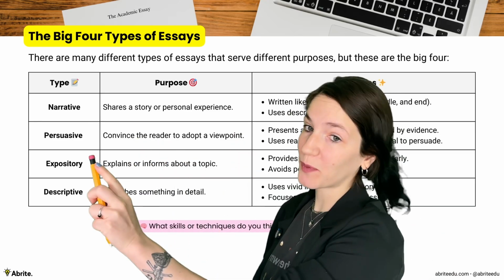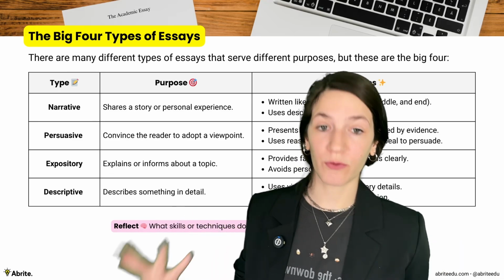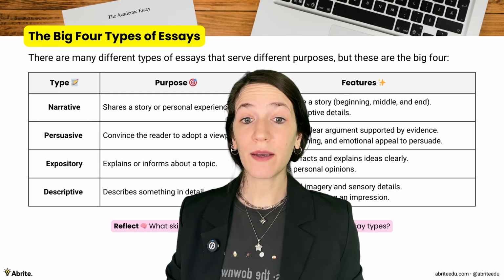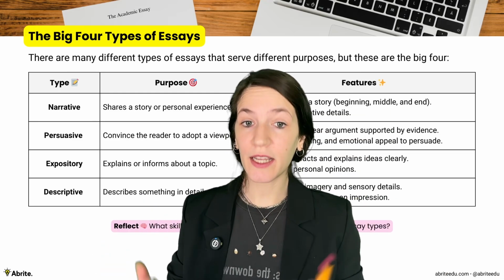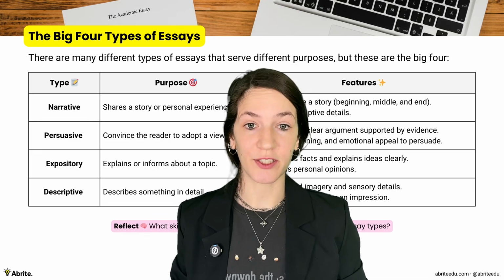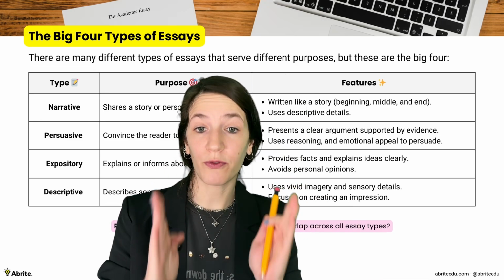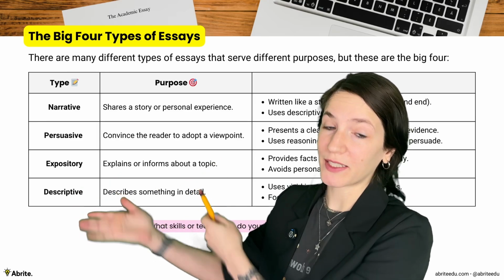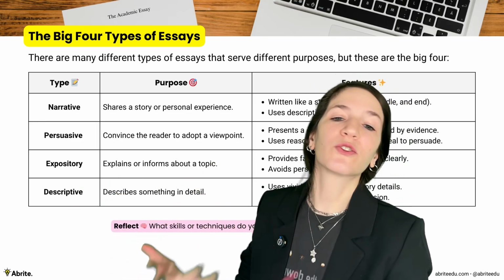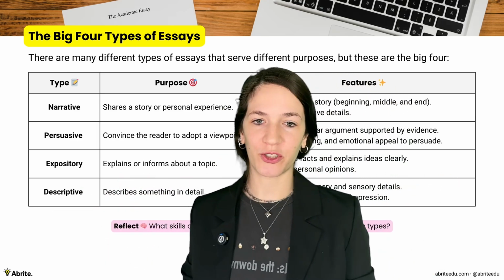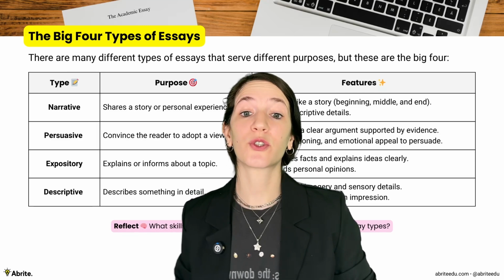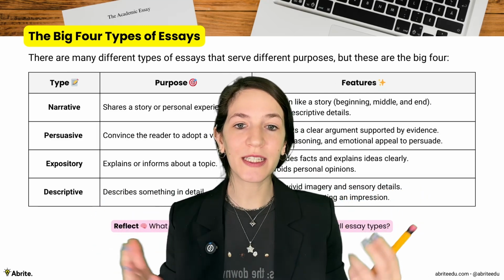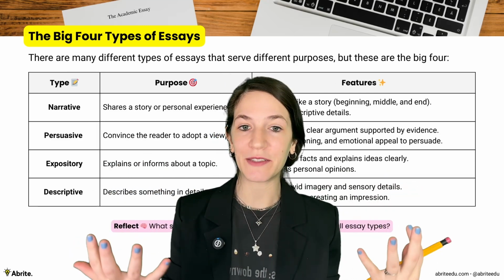Next up, we have an expository essay where we explain or inform about a specific topic. For example, we might write an essay explaining the role of technology in education. For this kind of essay, you want to focus on the facts and avoid personal opinions. Finally, we have a descriptive essay, which is self-explanatory. We describe something, like a day at the beach. In this kind of essay, we're free to use creative writing elements like imagery, sensory details, literary devices, etc.